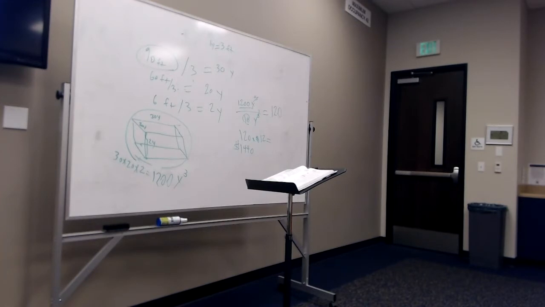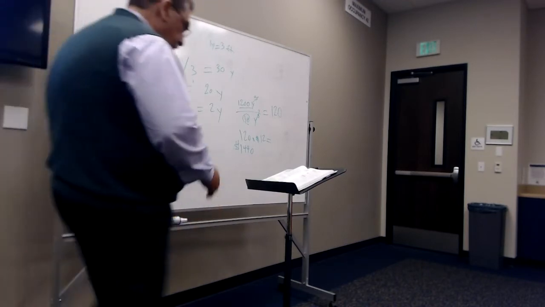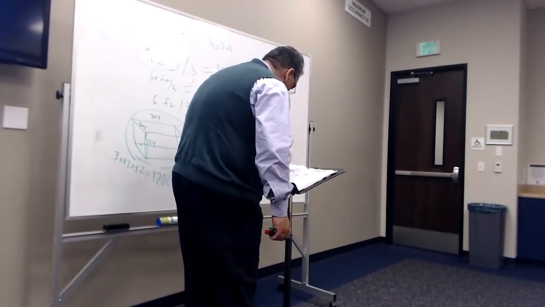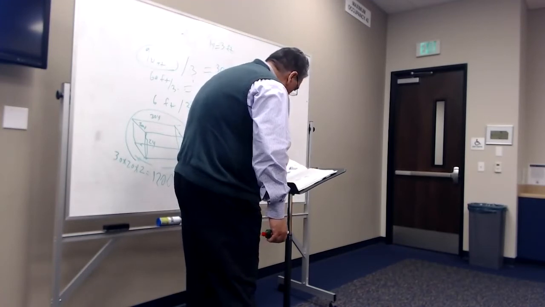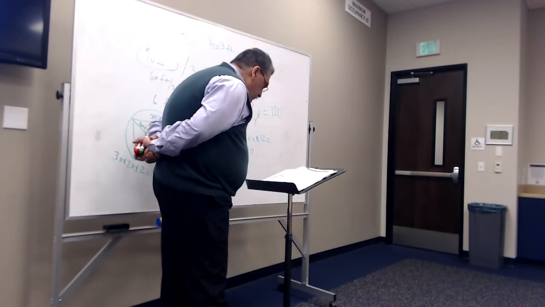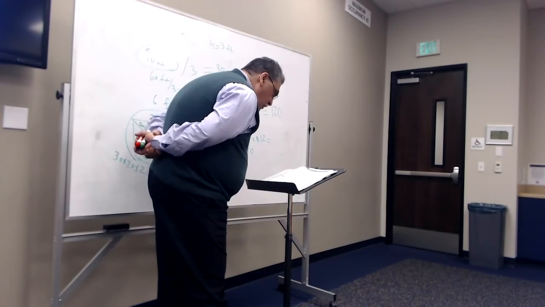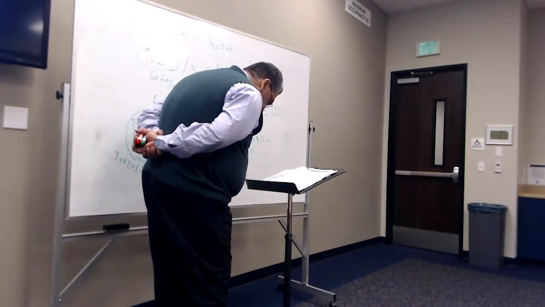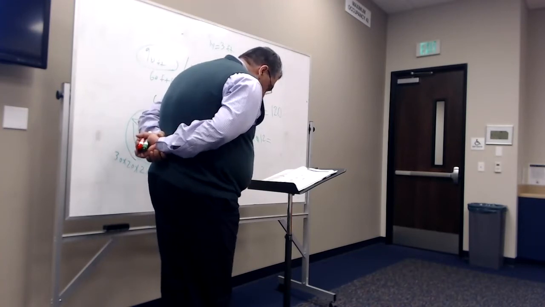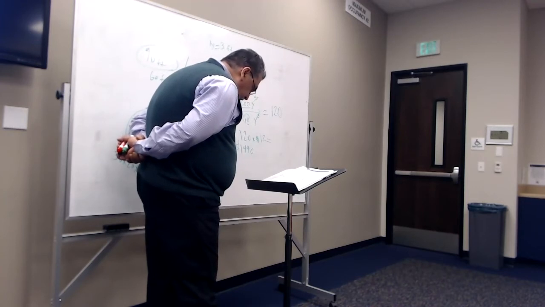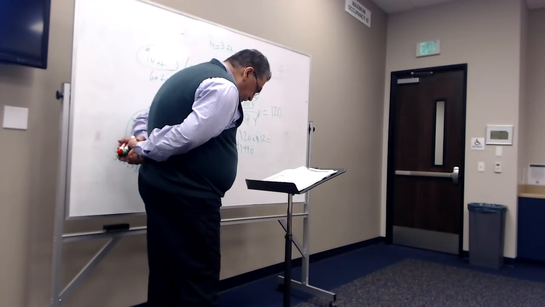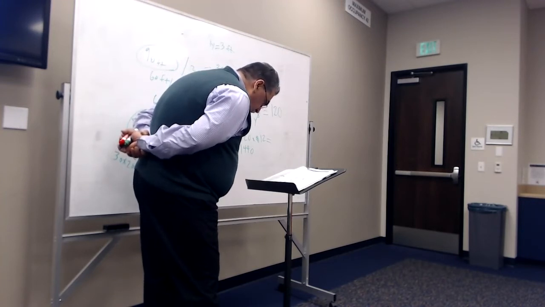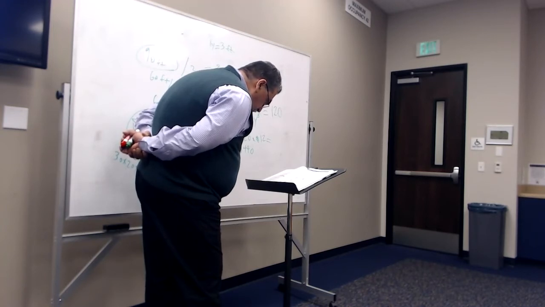Surface area, example 7, page 572. Find the surface area of the rectangular solid. Again, simple. You have all three dimensions: the length, the width, and the height. You just multiply them. If it's in yards, that's the unit they want. Show the figure that it is.